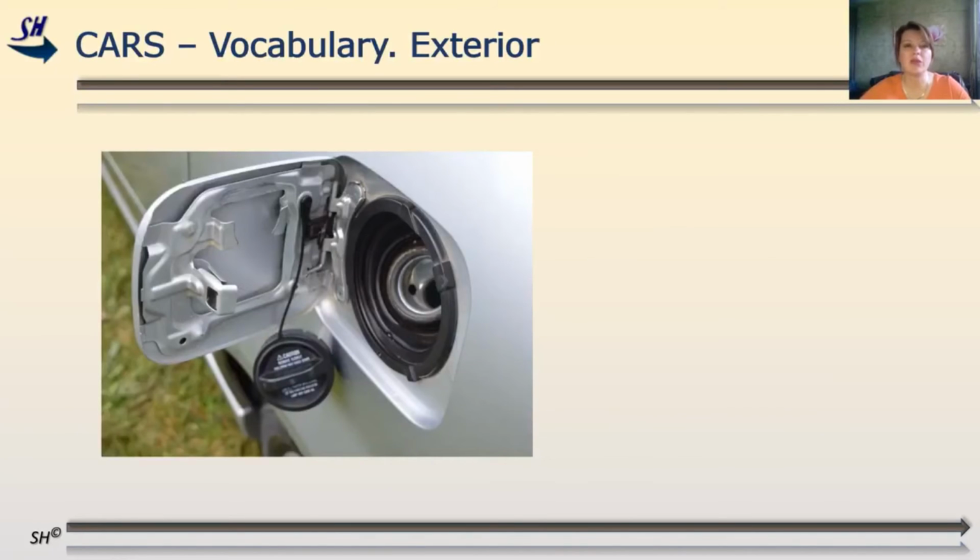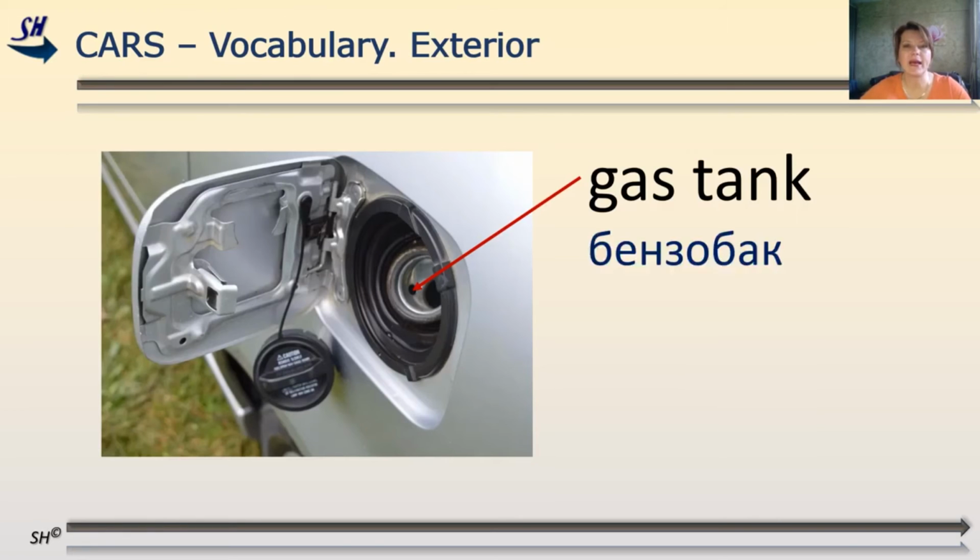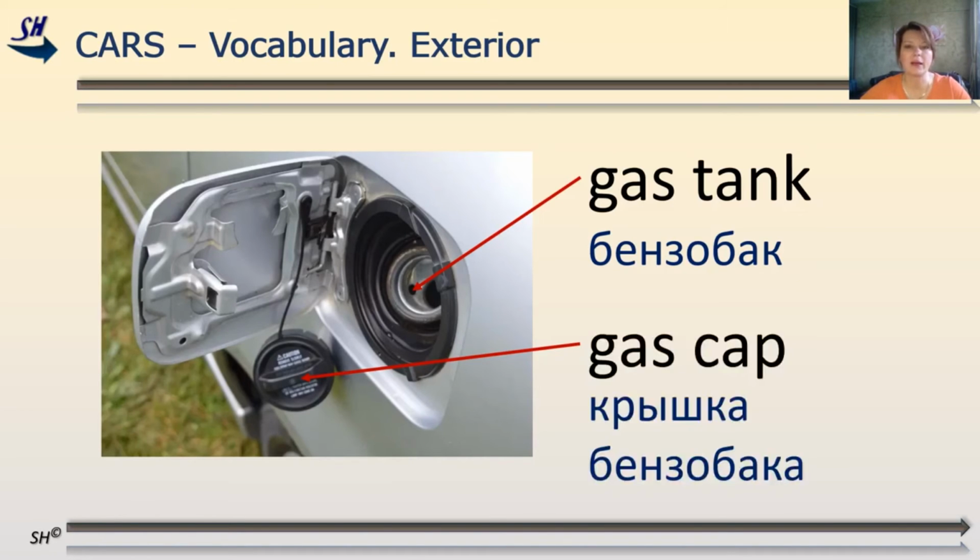What do you do when you run out of fuel? You go to a gas station. The container that you put gas in is called a gas tank. And there's a little cup that you close the tank with. It's called a gas cap. This is the lid that you use to close the gas tank.